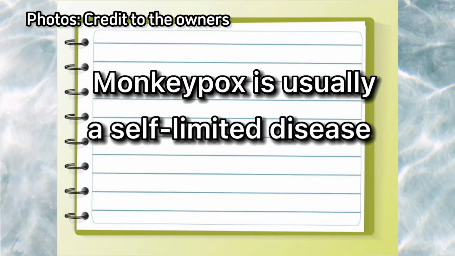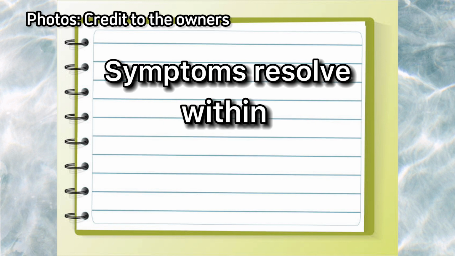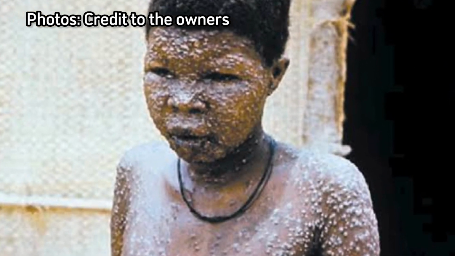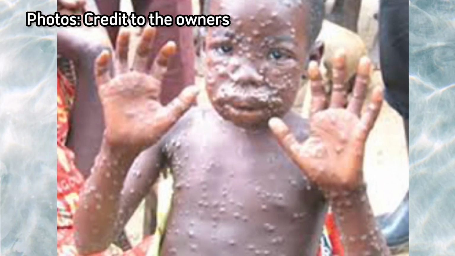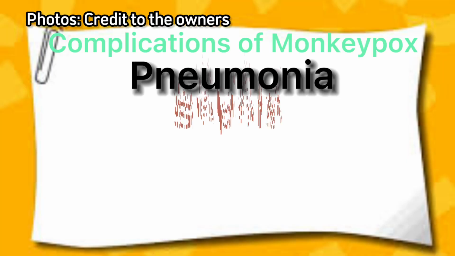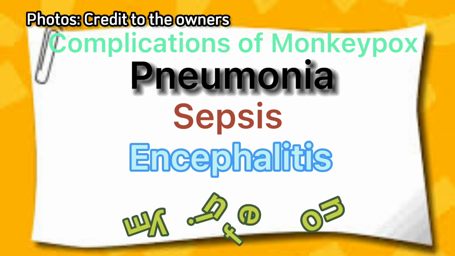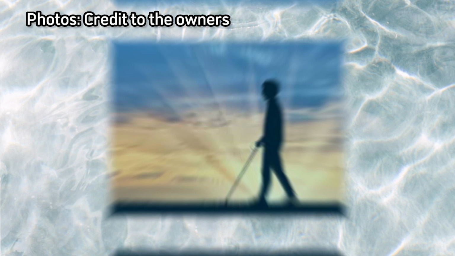Monkeypox is usually a self-limited disease with the symptoms lasting from 2 to 4 weeks. Severe cases of monkeypox disease can occur especially among children and immunocompromised patients. Pneumonia, sepsis, encephalitis, and infection of the eyes with ensuing loss of vision are some of the complications of monkeypox disease.